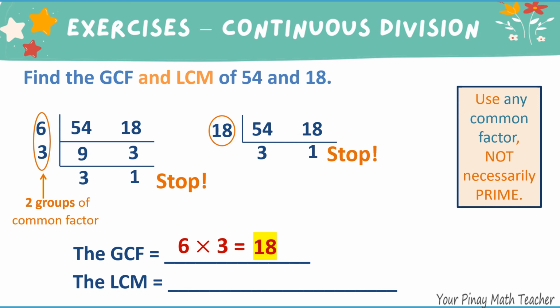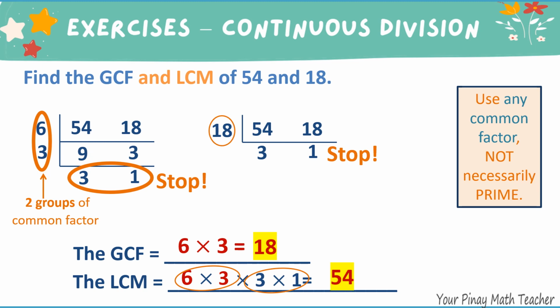To find the LCM, you still use 18 or 6 times 3, but you have to multiply it by the remaining numbers below, which is 3 times 1. So 6 times 3 is 18, times 3 is 54. So the LCM is 54, while the GCF is 18.